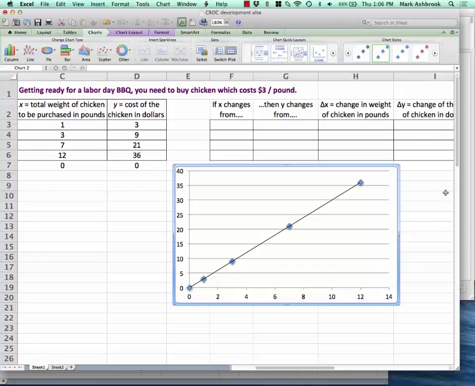So, how many points on the graph? Infinite number. There's not just 5. There's an infinite number of points there. I'm just highlighting 5. That's the way you should see a graph.